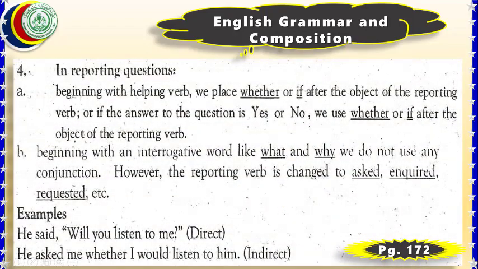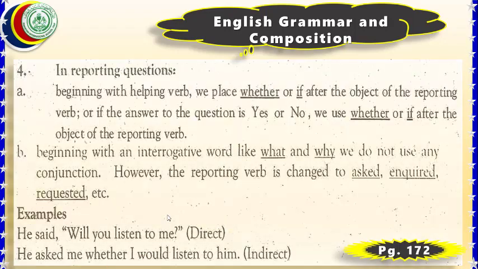If you look here at the example, he said, "Will you listen to me?" He asked me whether I would listen to him. This is directly related to this one, the first rule, which says if after reporting speech there is a helping verb. You can see here "will" is a helping verb. How do we change it into indirect narration? We use whether or if. We have used whether here.